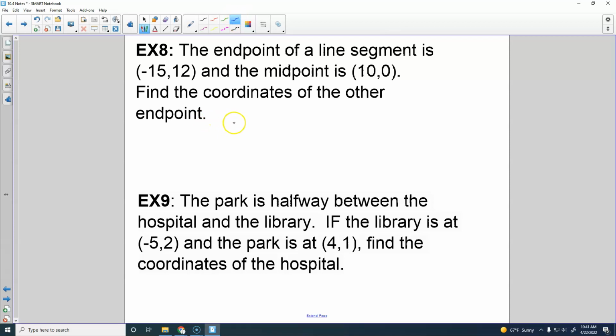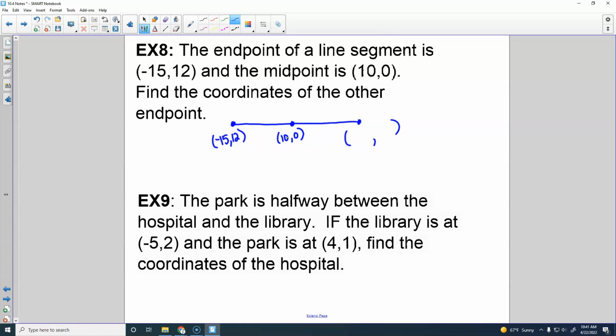So I always draw myself a picture for these. It doesn't give you an A, B, C, but we know one of these endpoints is -15, 12. We know the midpoint is 10, 0. It's really important that you get those in the right place. 10, 0 has to be the midpoint.